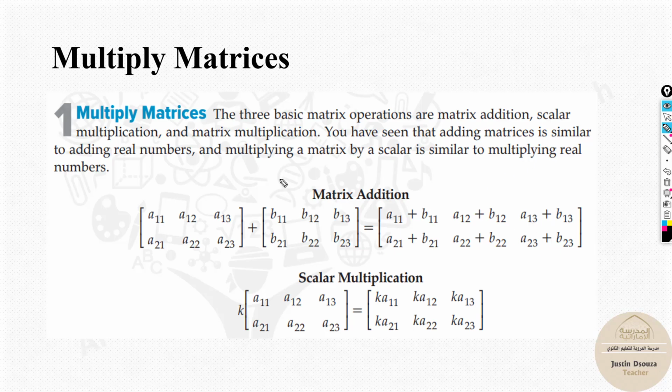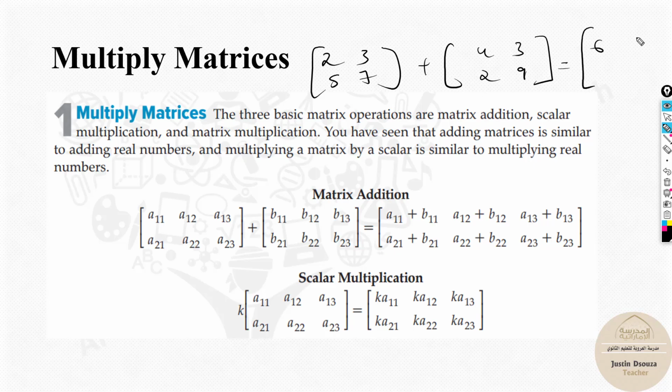Very simple. Now we are not dealing with addition only, but also scalar multiplication. Scalar multiplication is just that you're multiplying a number evenly throughout the matrix. Let me give you a simple example for addition: 2, 3, 5, 7, and plus 4, 3, sorry, 3, 2, 9. The answer would be this. This will be 6. Adding 3 plus 3 is 6 again. 5 plus 2 is 7, and 9 plus 7 is 16. So this would be the answer.